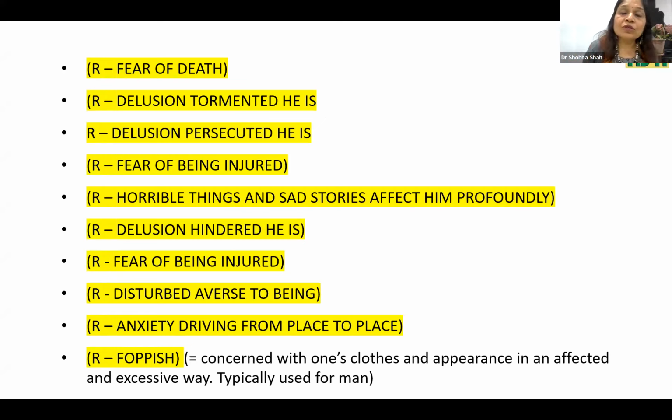Whereas it was most of the time the gas, acidity, and he used to have those burps. But all his reports, blood pressure, everything was normal, but still he had that fear of death with that chest pain, and he would run to the cardiologist. So he had that anxiety driving him from place to place, the fear driving him from place to place.